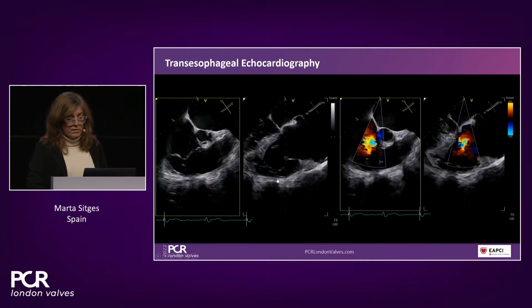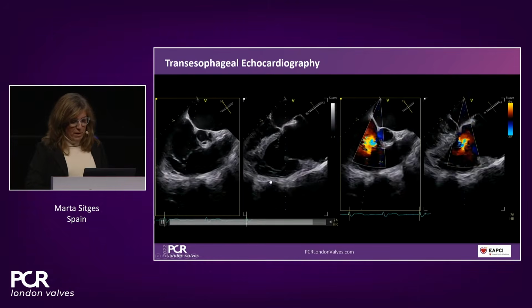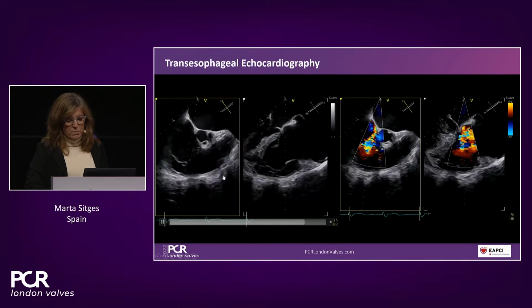These are the transesophageal views with the biplane view here, orthogonal views cutting in the mid part of the valve. So we have the aorta here, the posterior aspects here. So we have the septal leaflet here.